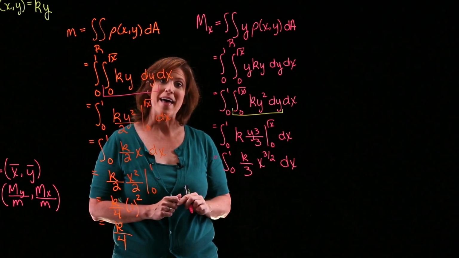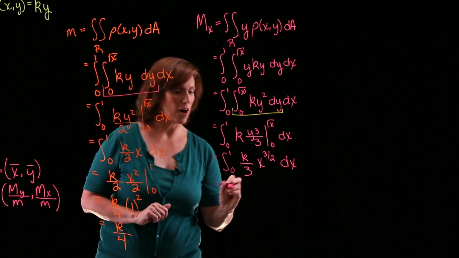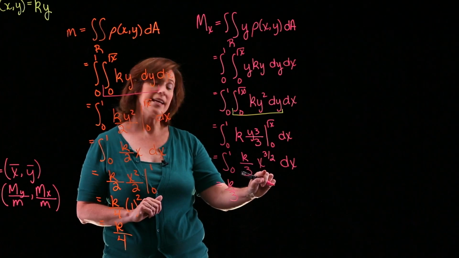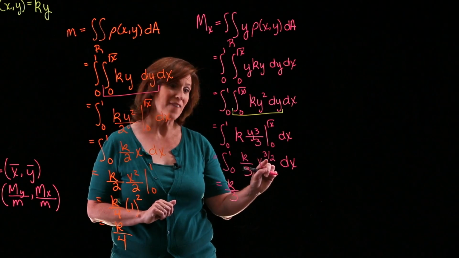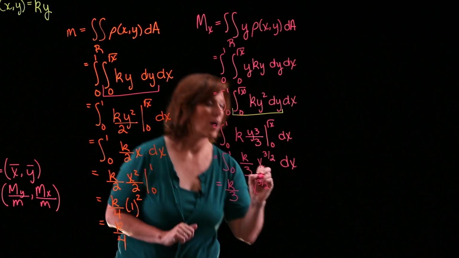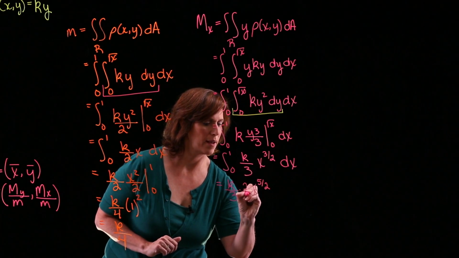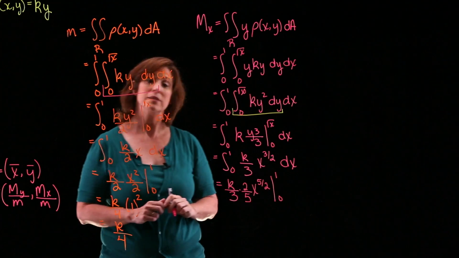So now I'm ready to work on that outside integral. k over 3 is a constant. And I need to integrate x to the 3/2 dx. So that's going to be x to the 5/2 all over 5/2, which is the same thing as multiplying by 2/5. And I'll evaluate that from 0 to 1.